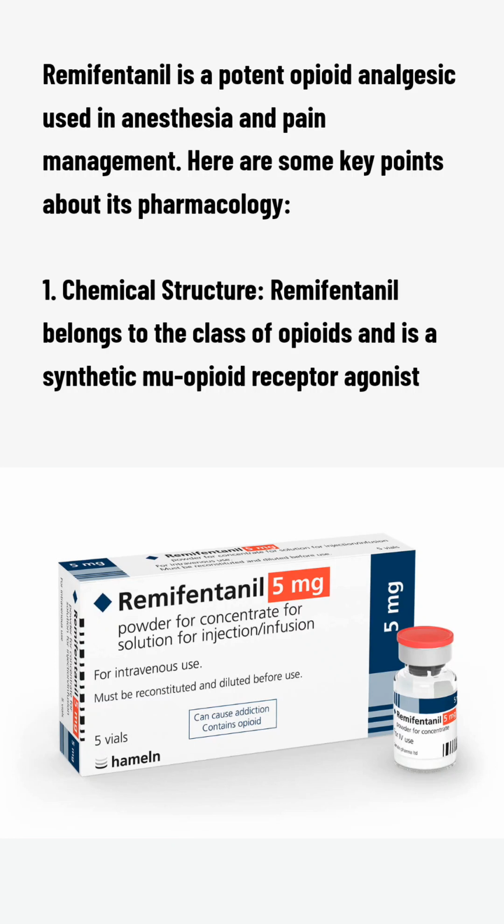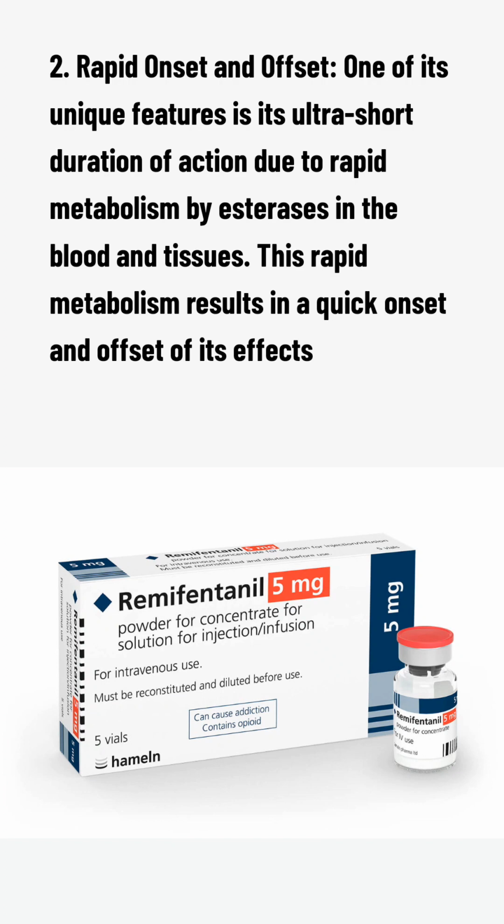Remifentanil is a potent opioid analgesic used in anesthesia and pain management. Here are some key points about its pharmacology. 1. Chemical structure. Remifentanil belongs to the class of opioids and is a synthetic opioid receptor agonist. 2. Rapid onset and offset. One of its unique features is its ultra-short duration of action due to rapid metabolism by esterases in the blood and tissues. This rapid metabolism results in a quick onset and offset of its effects.